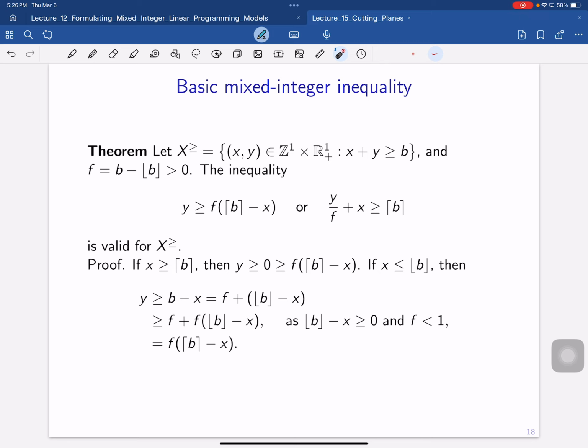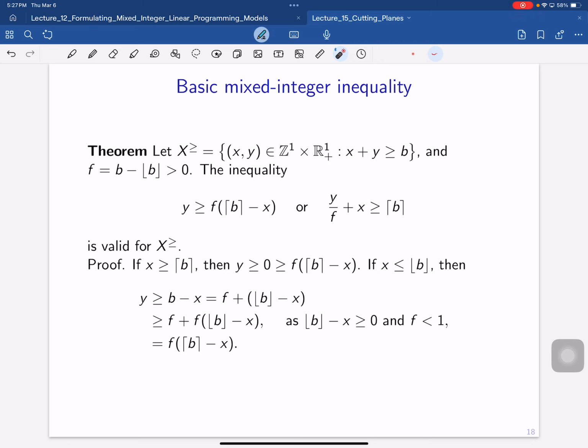And let's say we define f as the fraction, or the decimals, of b, which is greater than 0. You can derive a valid inequality from the fact that x is an integer. This is called a basic mixed integer inequality. Okay. So let's show that real quickly. Why is this true? Again, the proof is very simple, but it's not so intuitive. You could derive that just using the fact that x is an integer variable.